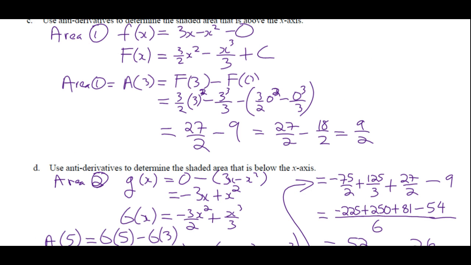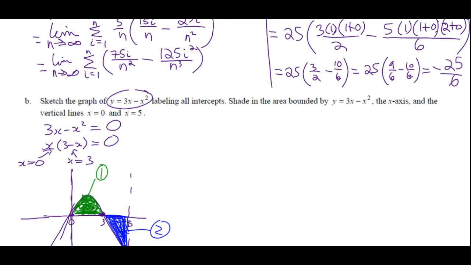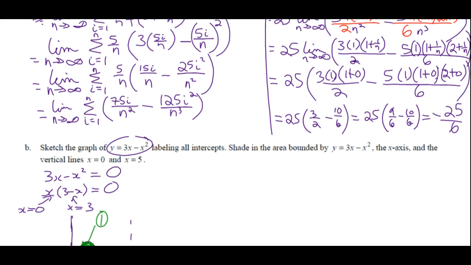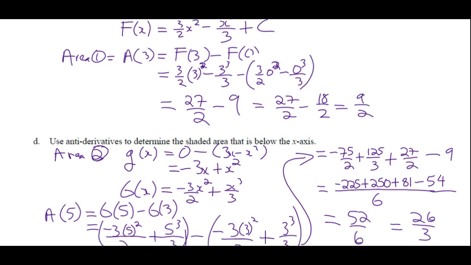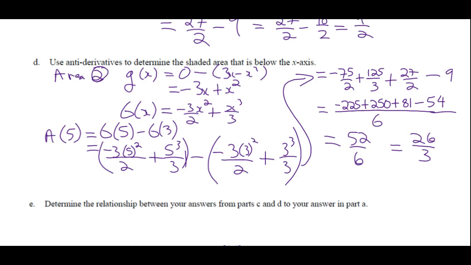All right, so what does negative 25 over 6 have to do with 9 over 2 and 26 over 3? All right, so what do we got? So from part A, we get negative 25 over 6. Part C was 9 over 2. And part D was 26 over 3.